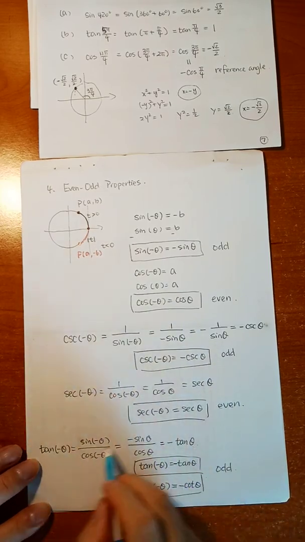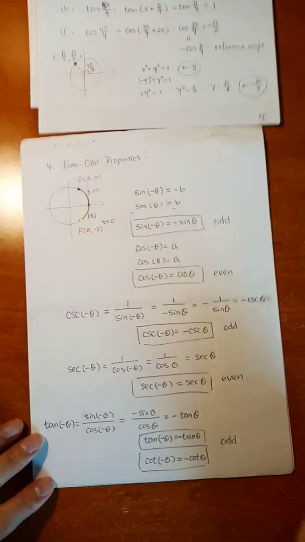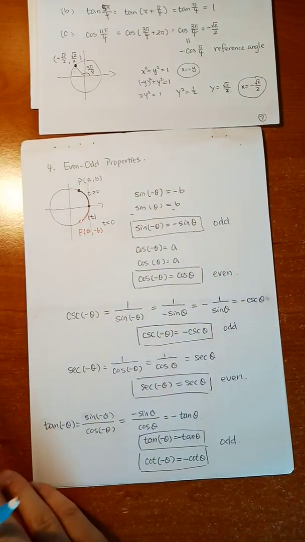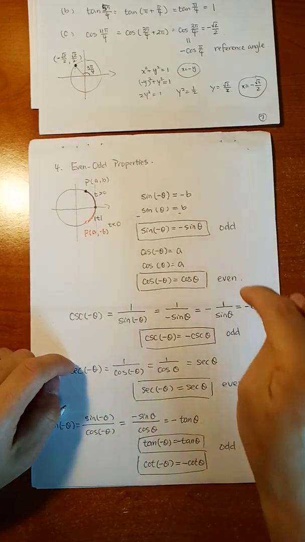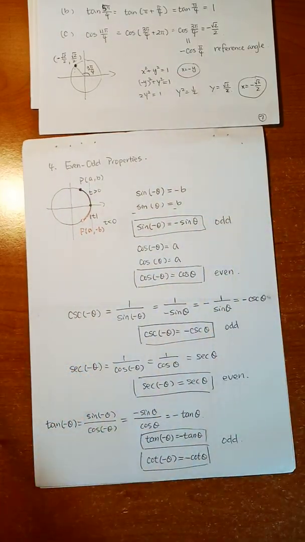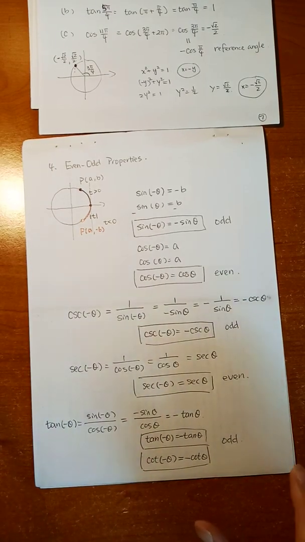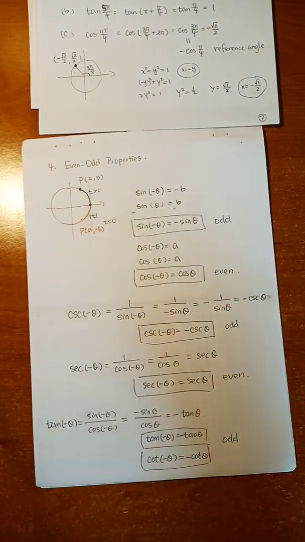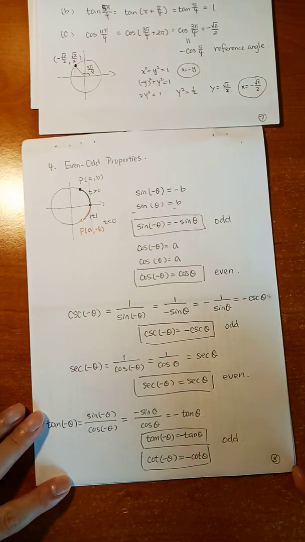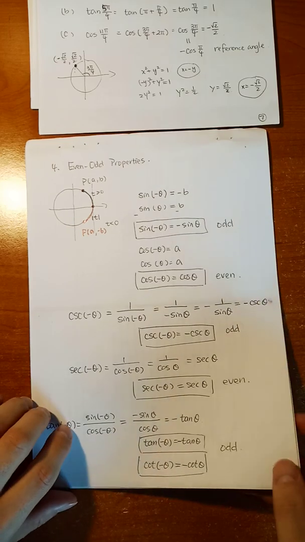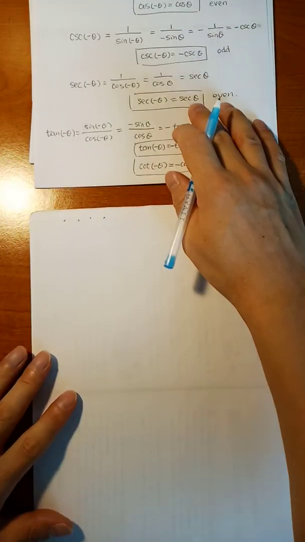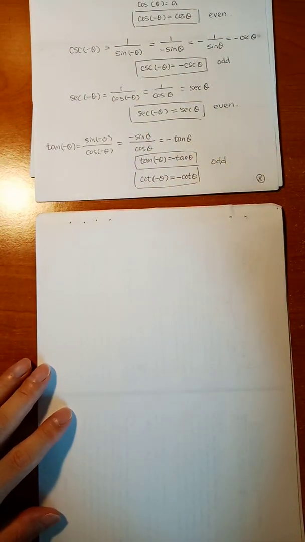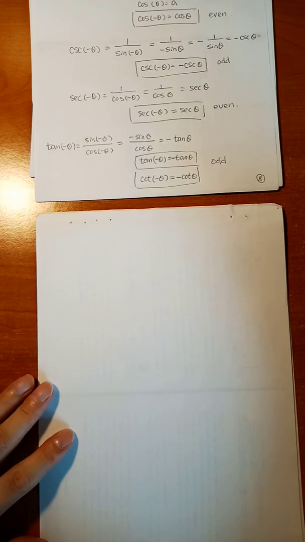In a similar way, you can go through this again. Okay, so those are the even-odd properties. Of the six trigonometric functions, only secant and cosine are even. The other four trigonometric functions are odd. Only cosine and secant are even. All other functions are odd functions. Good. With even-odd, we can easily drop the negative sign.